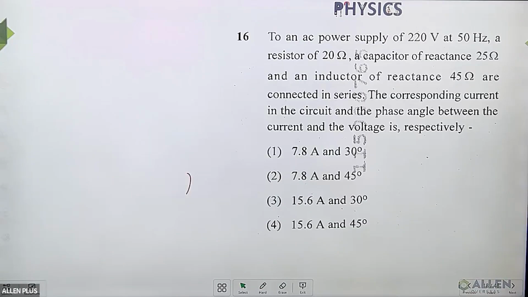An alternating current chapter problem. To an AC power supply of 220 volt at 50 hertz, a resistor of 20 ohm, a capacitor of reactance 25 ohm, and an inductor of reactance 45 ohm are connected in series. The corresponding current in the circuit and the phase angle between the current and the voltage is respectively? At first, we have to find the current value. To find the current value, we have to find the total opposition to the current. That is nothing but the impedance value.